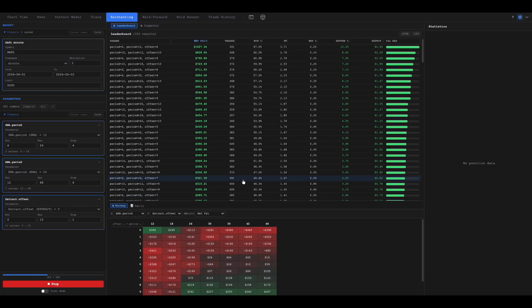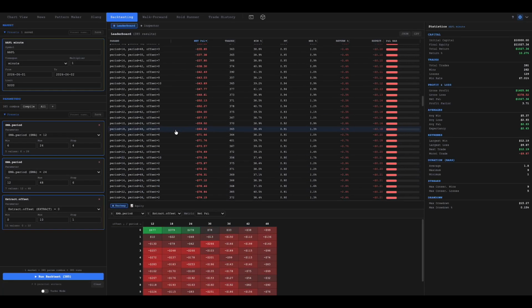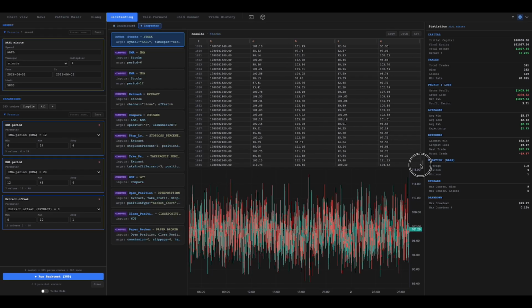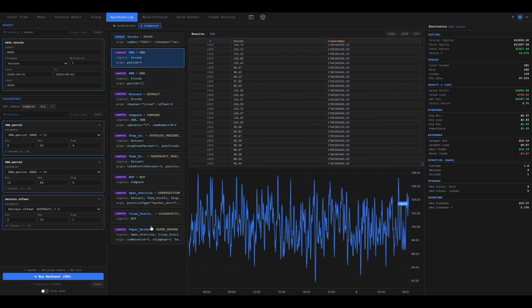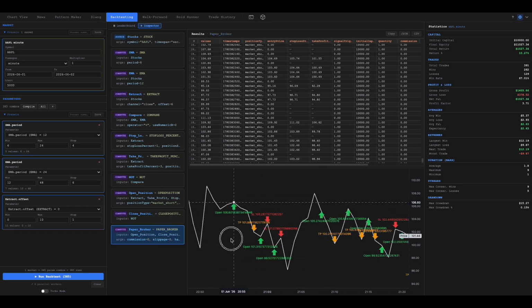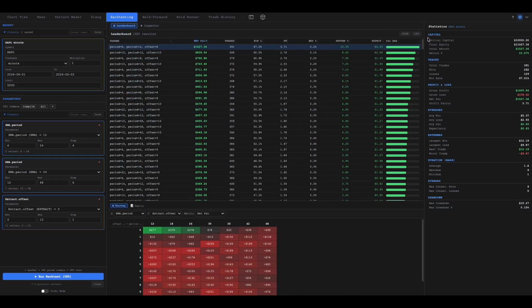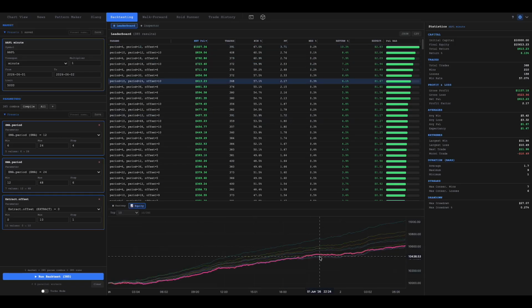Traderoid handles the heavy lifting, running every permutation in parallel using high-performance, multi-threaded workers. Instead of waiting hours, you instantly get a comprehensive leaderboard ranked by profit factor, win rate, or Sharpe ratio, complete with equity curves, drawdown charts, and heat maps to spot the parameters that actually hold up.